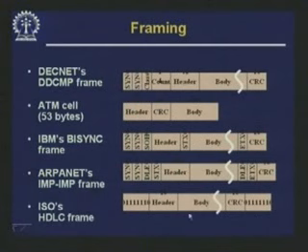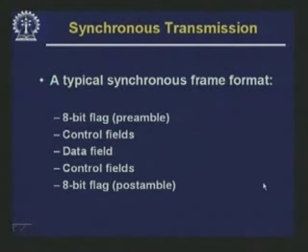ISO's HDLC frame, we will look at details of HDLC later on. This looks like this: some specific bit pattern, then some header, then the body, then CRC, and then again some specific pattern. So, a typical synchronous frame format would have an 8-bit flag, which would be the preamble, then maybe some control fields, data fields, and then maybe again some control fields, and then an 8-bit flag as the postamble.